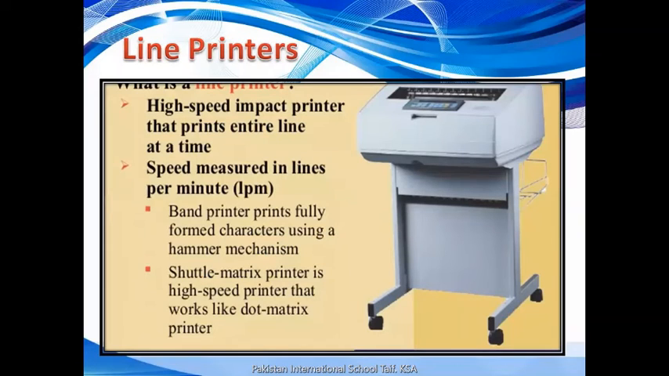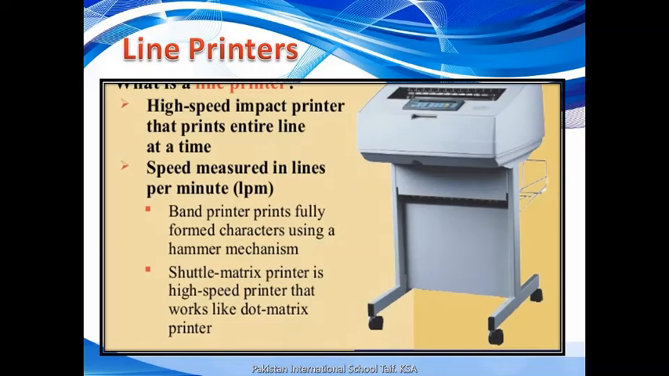Line printer. A line printer is basically a high-speed impact printer that prints an entire line at a time. Speed is measured in lines per minute. A band printer prints fully formed characters using a hammer mechanism. A shuttle matrix printer is a high-speed printer that works like a dot matrix printer.